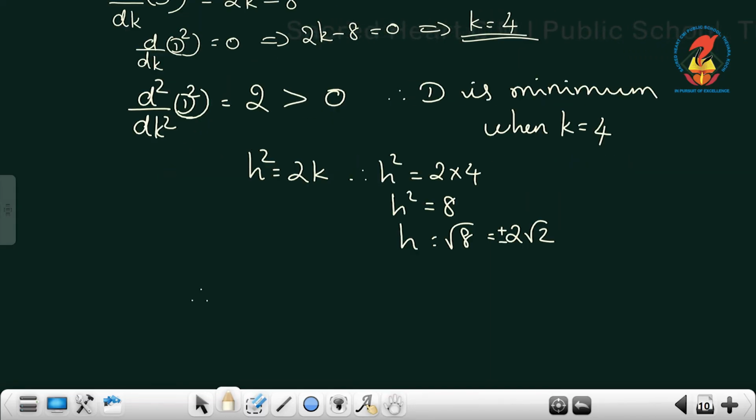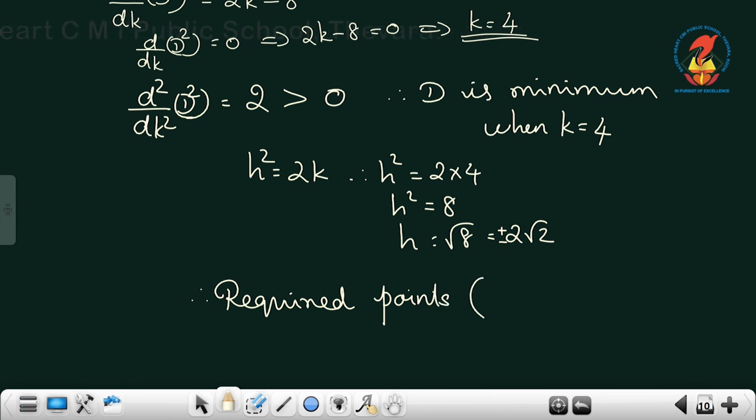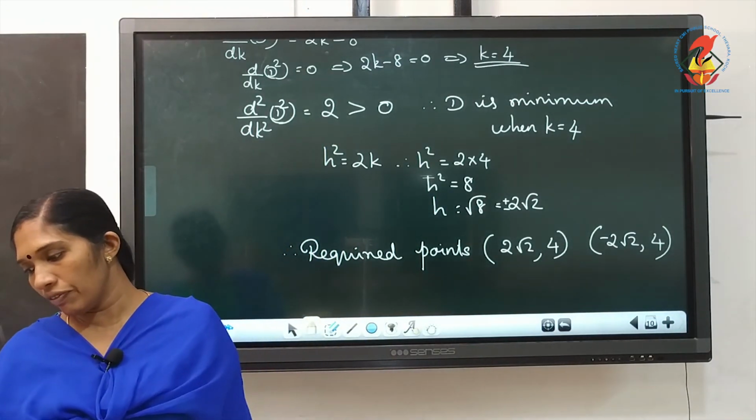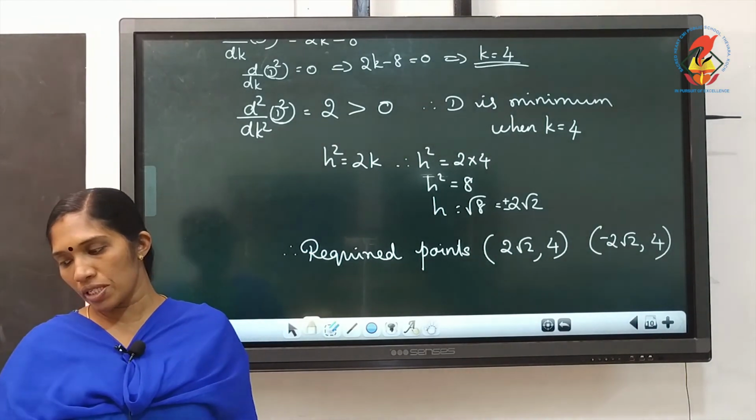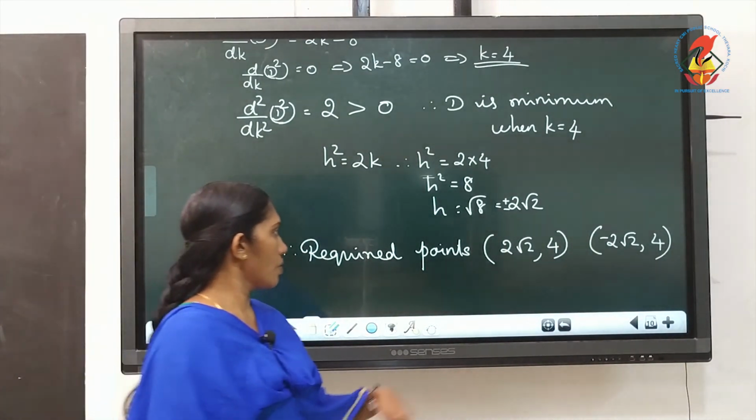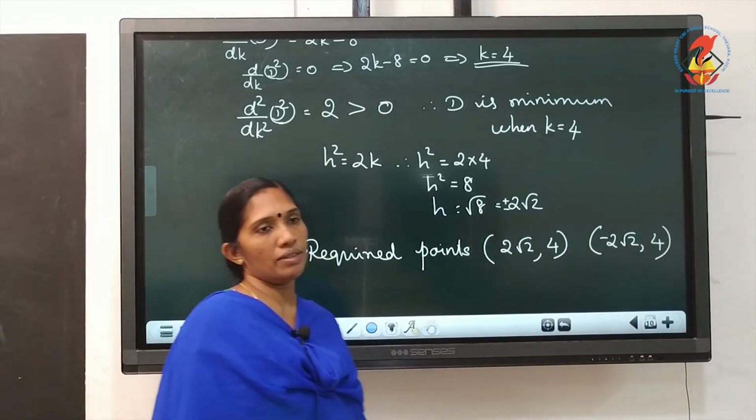So the required points. Which are the points? The point is in the form h comma k. So 2 root 2, what is k? 4. Or we can write minus 2 root 2, 4. In the textbook, the options given are 2 root 2, 4; 2 root 2, 0; 0, 0; and 2, 2. So you have to write this answer. Okay.